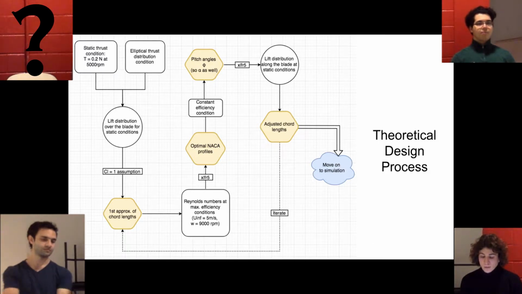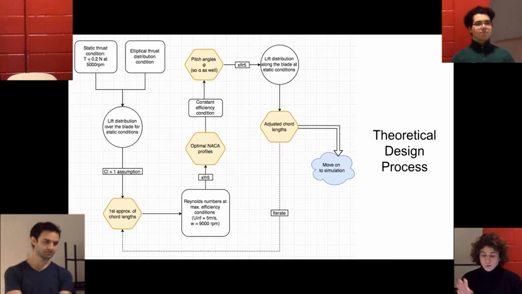So we started by enforcing the static thrust condition, which was that the thrust must be 0.2 newtons at 5,000 RPM, and combining that with the condition that we wanted, that the thrust distribution would be elliptical. So by combining those two, we get a lift distribution over the whole blade. Then we made the assumption that the lift coefficient must be equal to 1 over the whole blade. That's just kind of like a reasonable assumption, and it'll be corrected later. But thanks to this assumption, we can now get a chord length at every control point that we've defined across the blade.